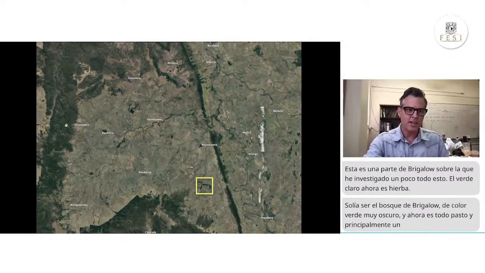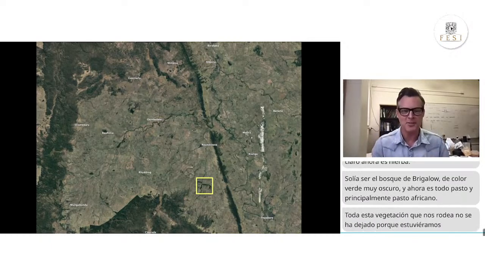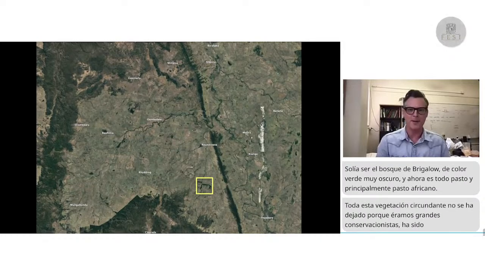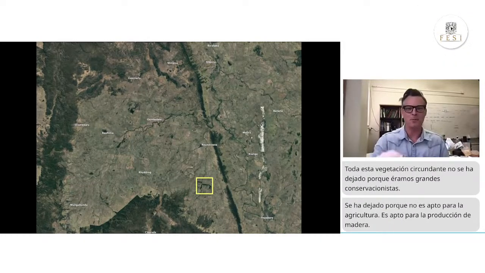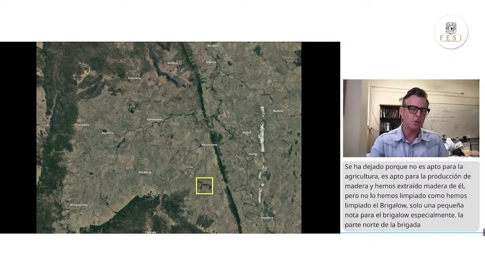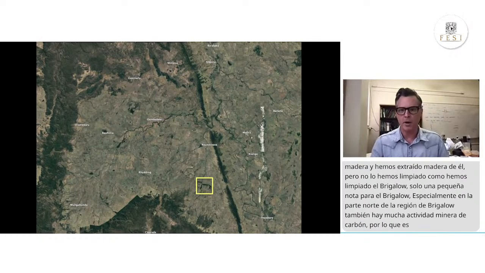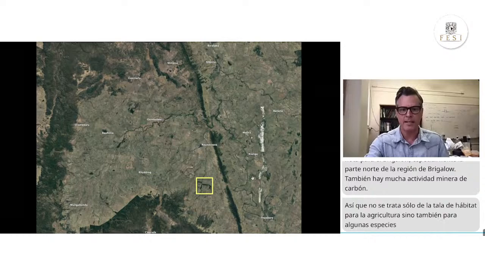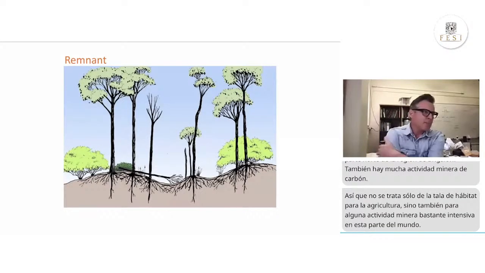All of this vegetation surrounding hasn't been left because we were great conservationists. It's been left because it's not suitable for agriculture. It's suitable for timber production, and we've extracted timber from it, but we haven't cleared it like we've cleared the brigalow. Just a little note too, especially in the northern part of the brigalow region, there's a lot of coal mining activity as well. So it's not just habitat clearing for agriculture, but also for some fairly intensive mining activity in this part of the world as well.